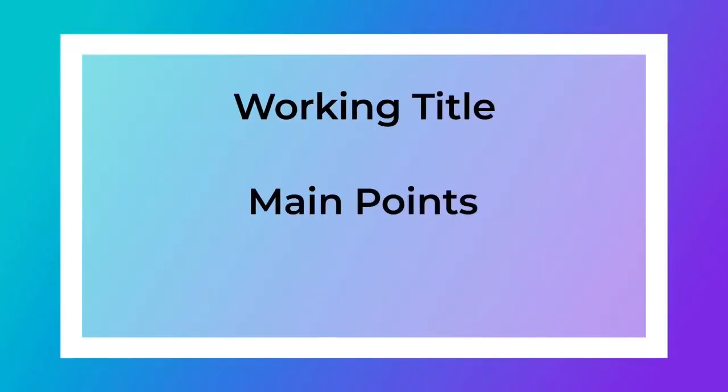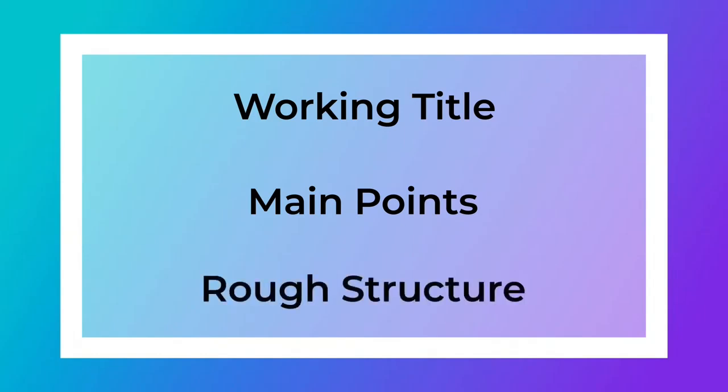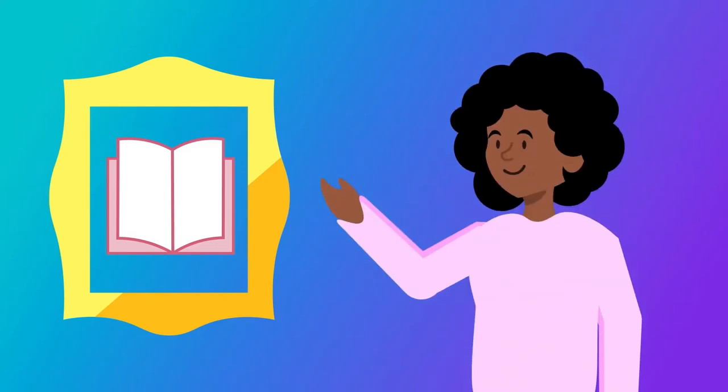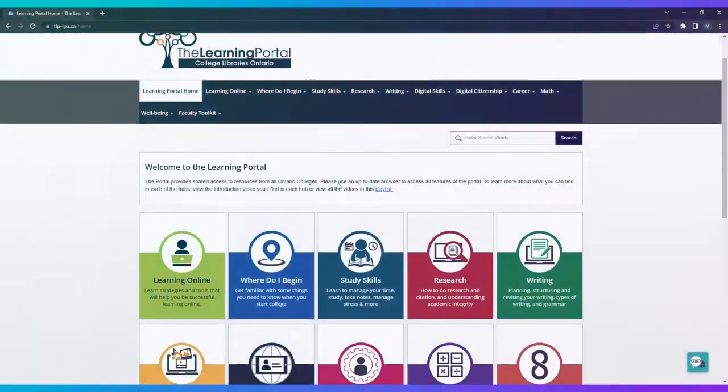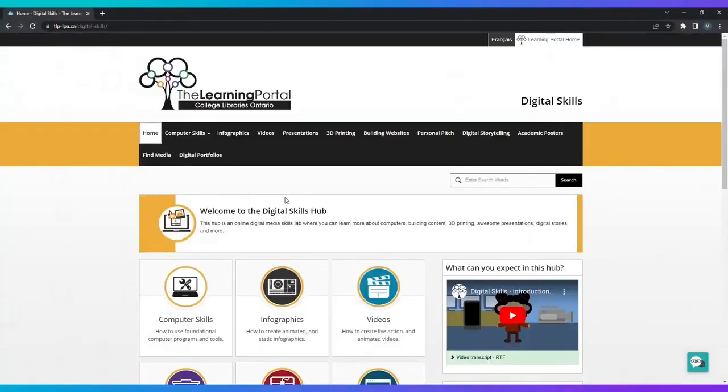The first step is outlining your content. Decide on a working title and some main points that you want your audience to take away from the presentation. This will give you a rough structure that you can begin to fill in with more details. If you can, try to frame your content as a narrative. Stories and personal anecdotes help your audience to relate to you and your content. To learn more, watch our storytelling video on the Learning portal.